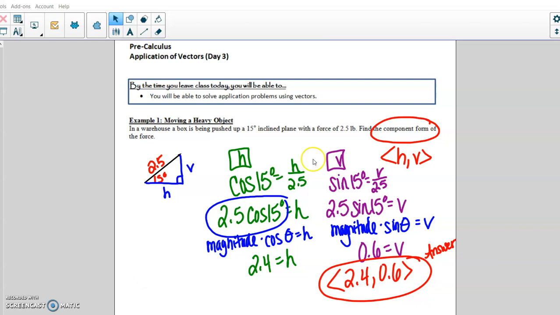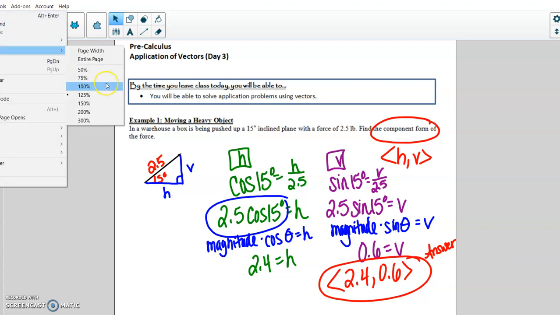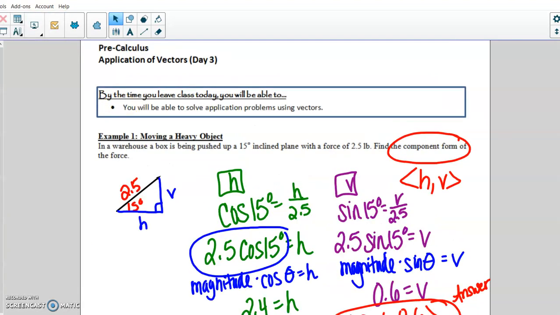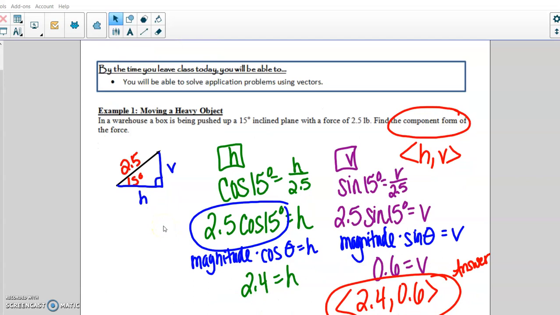So our first example says, in a warehouse, a box is being pushed up a 15-degree inclined plane with a force of 2.5 pounds. Find the component form of the force. So remember, component form means your answer should look like this, where you have the little arrowheads, the horizontal component, and then comma, and the vertical component. So if we draw a picture of what our problem is asking, that's normally a good starting place.